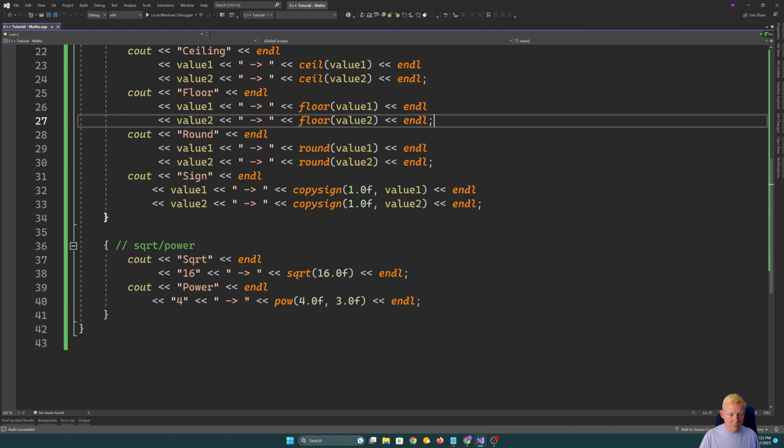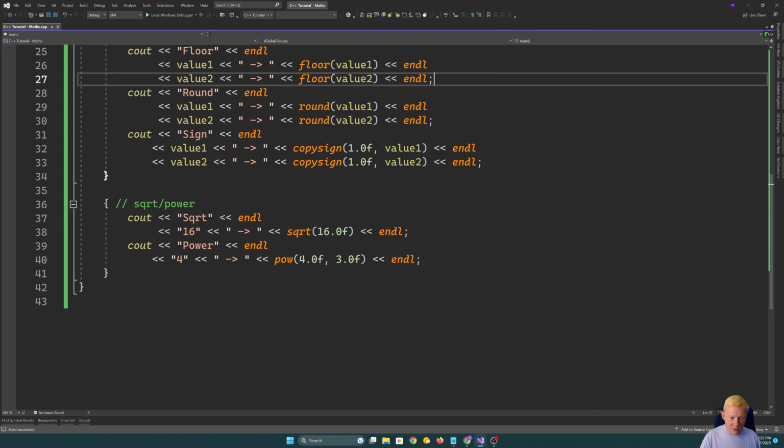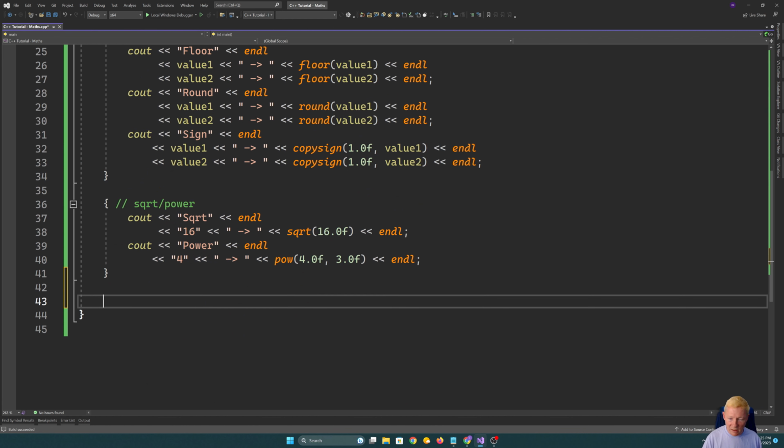So, okay. We've got square root and power ones, which are really handy. So that can be useful for a lot of vector maths. It's pretty common with vector math stuff where we might be needing to calculate squares, square roots, stuff like that of things. So, okay, that's good.